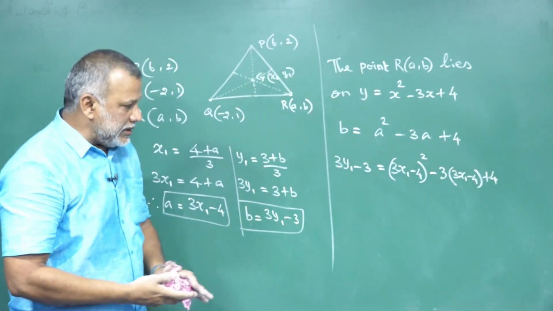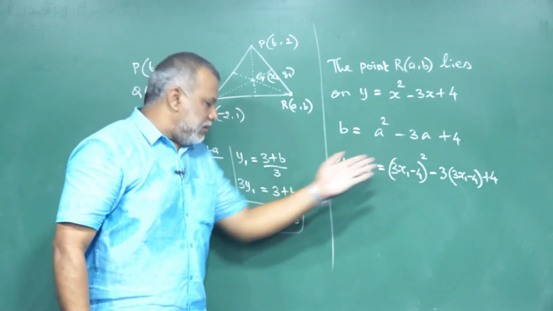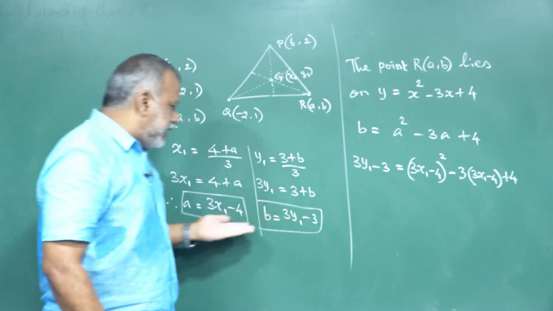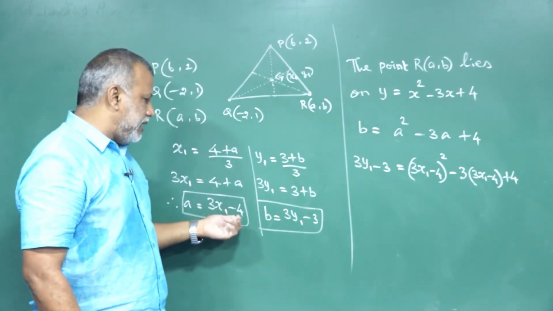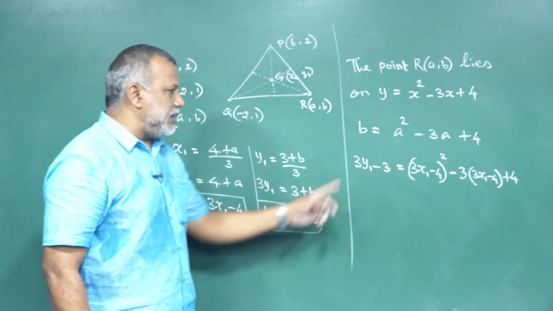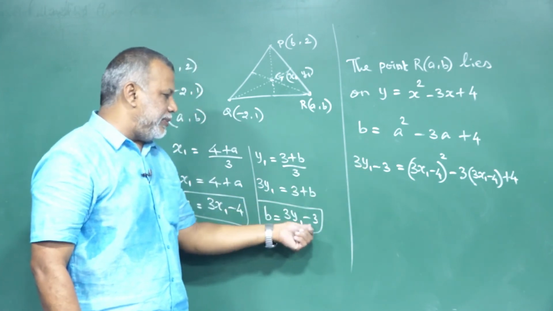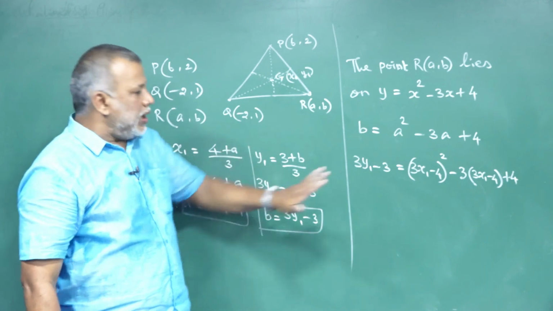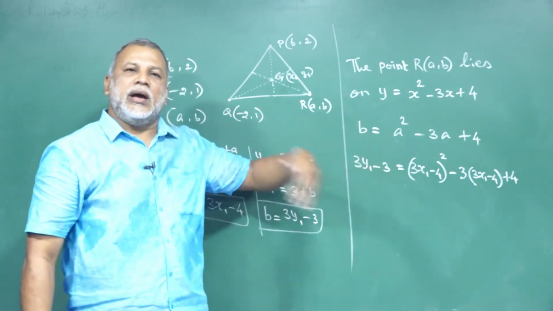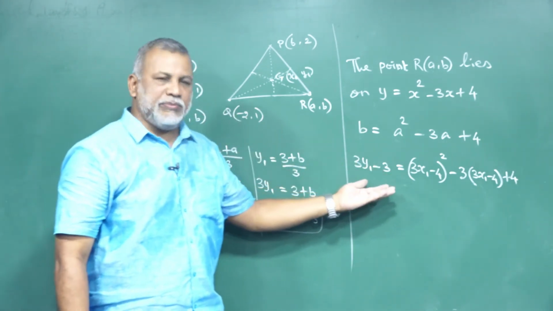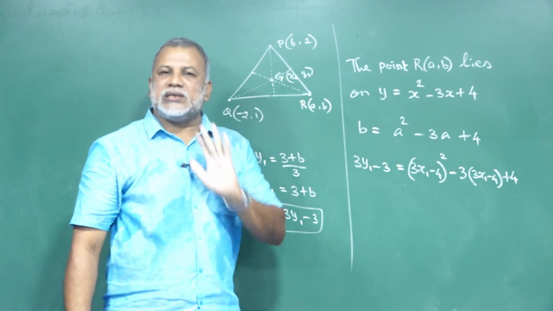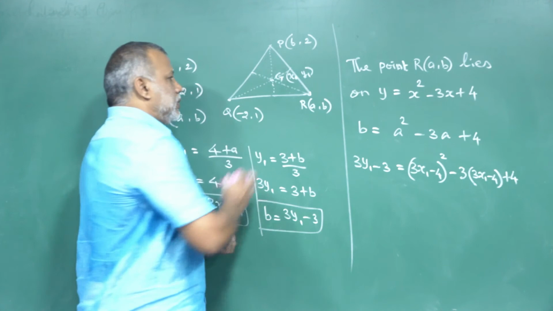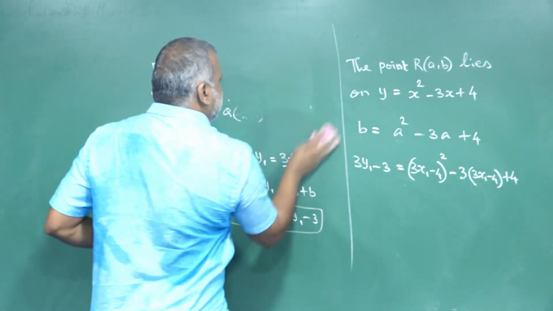Hey students, listen once again. A, b. Already we worked out a, b. This a, b is replaced by these values 3x1 minus 4, 3y1 minus 3. So b is replaced by 3y1 minus 3. A is replaced by 3x1 minus 4. Now we have to simplify this. After expanding, we are able to simplify. We can get the locus of the centroid. So now listen, we are going to simplify this one.